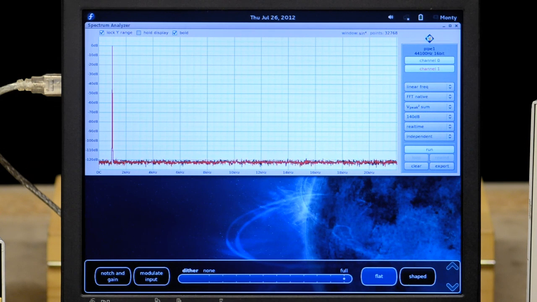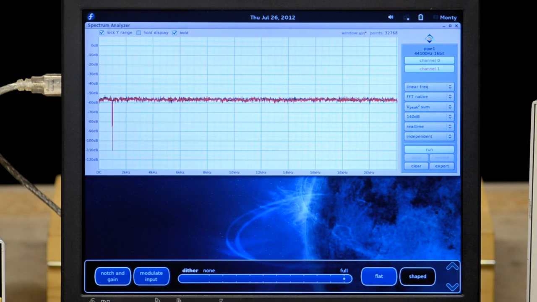We'll also modulate the input signal like this to show how a varying input affects the quantization noise. At full dithering power, the noise is uniform, constant, and featureless, just like we expect. As we reduce the dither's power, the input increasingly affects the amplitude and the character of the quantization noise.